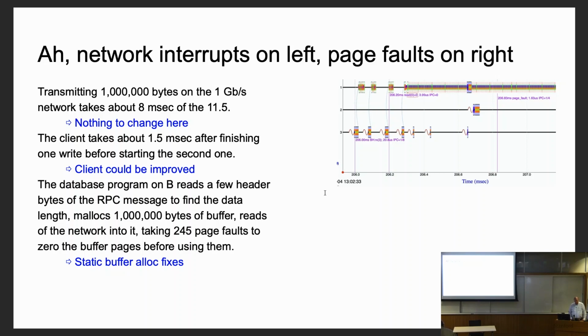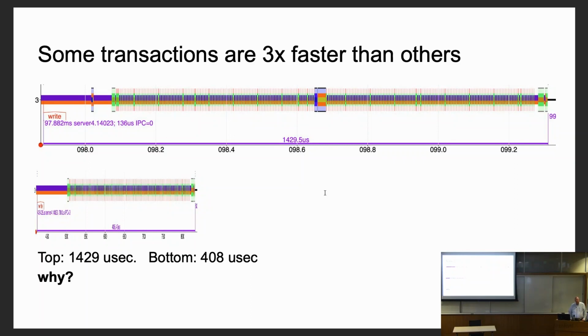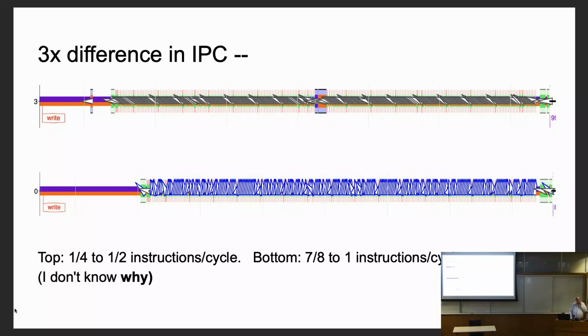So there's more. Some of the transactions are 3 times faster than the others. Here's one transaction that takes 1,400 microseconds. The very next one took 408 microseconds. And there's a bunch of the slow ones, and then there's some phase change, and then there's a bunch of fast ones, and then there's a phase change, and there's a bunch of slow ones. So we're back to why. One of the things I can do, when I'm reading the time at every transition, is also read the number of instructions retired.